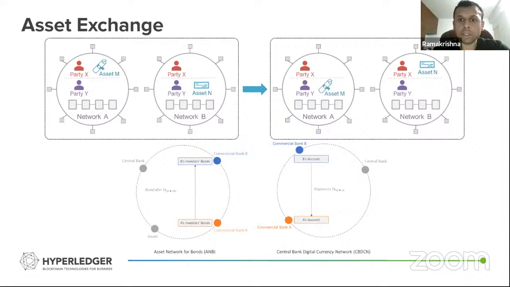So despite the fact that the two networks do not have any centralized coordinator, do not have any central clock, you want the assets to exchange hands in both networks, or neither of those exchanges to happen.